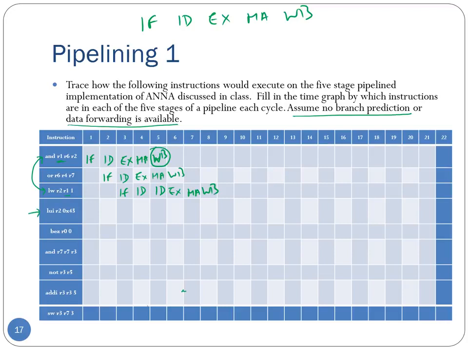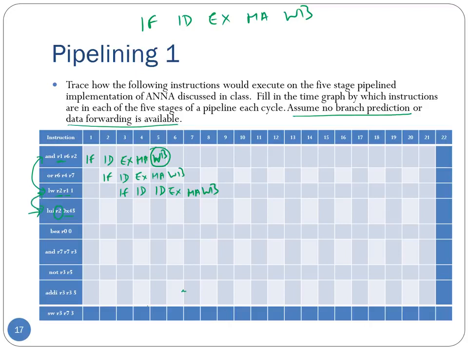Let's come to the LUI. So LUI, recall, it loads the higher order 8 bits of this register R2 with this immediate 8, right? So LUI both reads R2 as well as writes into R2. So is there any dependency? Notice that load word is writing into R2, right? So there is a dependency between LUI and this load word.